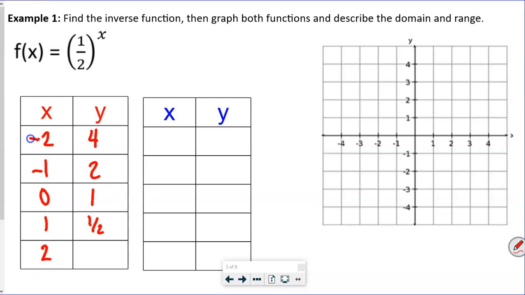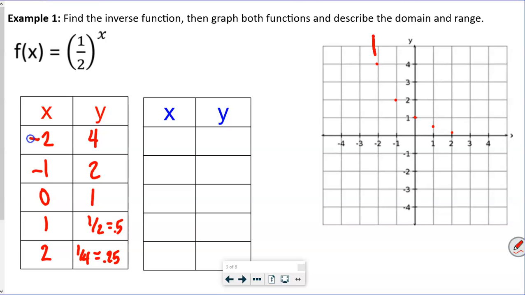When we take it to the second power, we square the top and the bottom, and it's going to give us 1/4 or 0.25. So this is 1/2 or 0.5, and this is 1/4 or 0.25. Let's go ahead and plot those. At -2, we're at 4. At -1, we're at 2. At 0, we're at 1. At 1, we were at 1/2. And at 2, we were at 0.25.